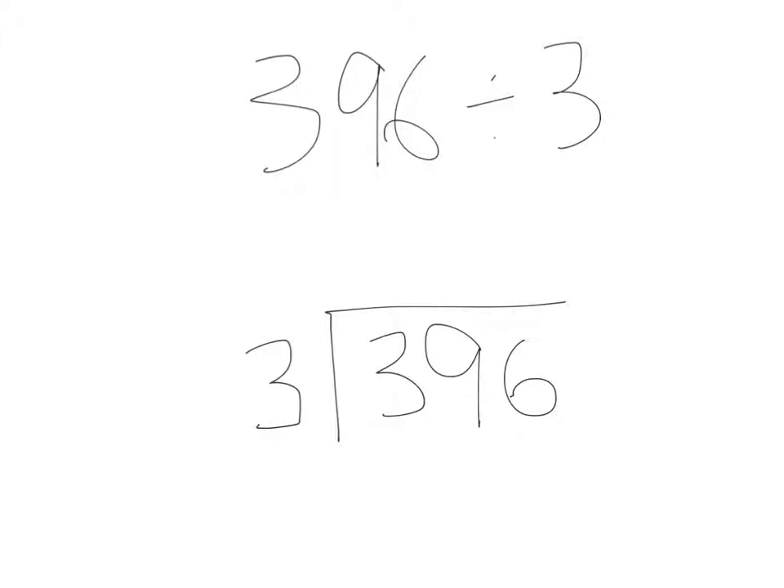Great. Well, you would have done 3 divided by 3 gave you 1, 9 divided by 3 gave you 3, and 6 divided by 3 gave you 2. So your answer to 396 divided by 3 was 132. If you got that correct, we can move on. If you didn't, go back and watch the examples from this morning.